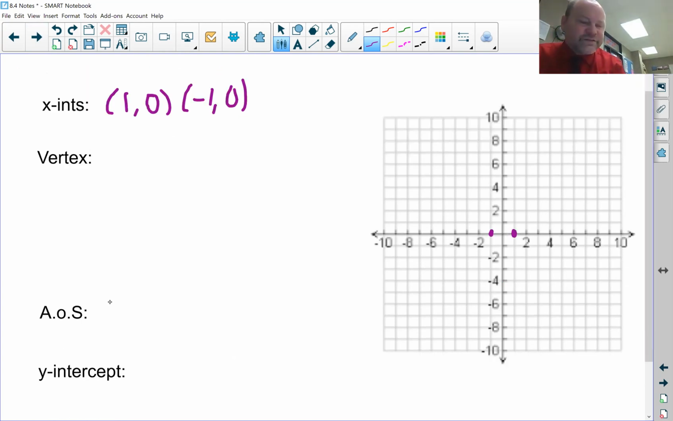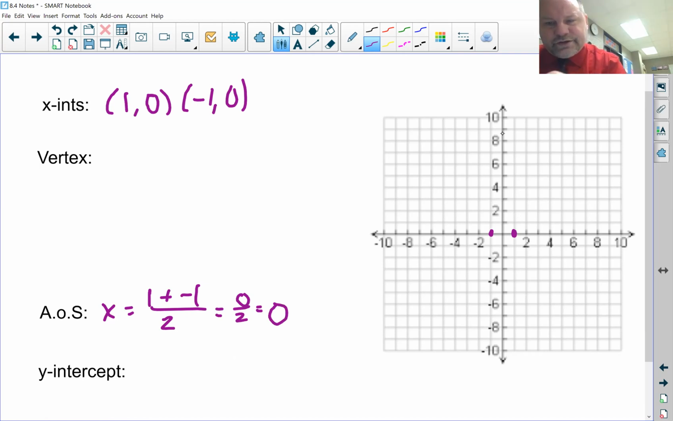For my axis of symmetry, I take the x-coordinate of one intercept plus the x-coordinate of the other, divide by 2. And so I get 0 over 2, which is just x equals 0. It's right on the y-axis.